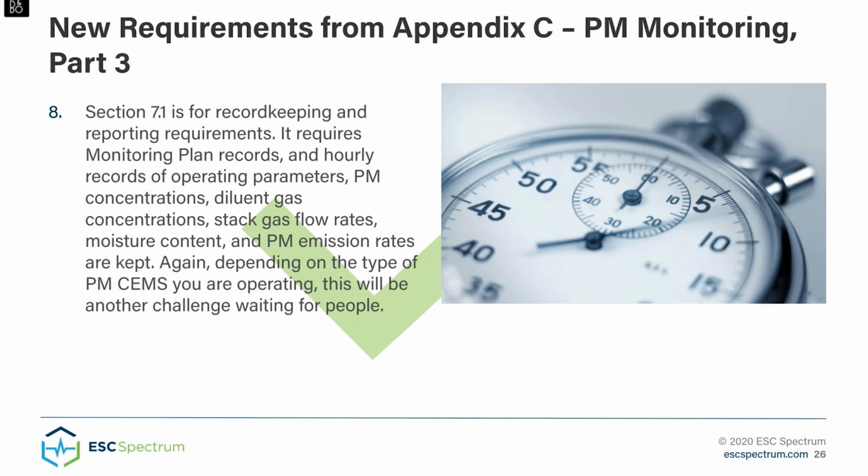And the last one is for PM monitors. Again, section 7.1 of Appendix C talks about the monitoring plan records and keeping hourly data related to operating parameters such as PM concentrations, diluent gas concentrations, stack gas flow rates, moisture content, and other information like that. This record keeping has always been a challenge for people. Again, I would stress that you take a look at section 7.1 in Appendix C to see what data types and records you're required to keep.